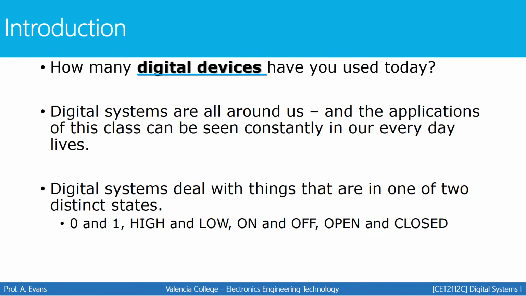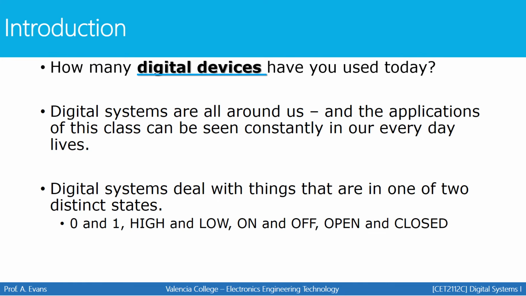Digital systems are systems that deal with things that are in one of two distinct states. Those two states are commonly referred to as 0 and 1. Or we say high and low, or we might say on and off, or we might say open and closed. At the end of the day, there are two possible outcomes, and our system, a digital system, is going to be a system that is only ever in one of those two states.